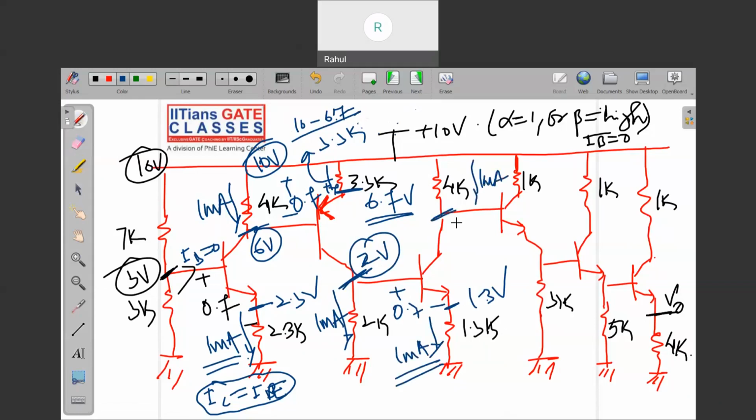The potential drop here is 6 volt, because 10 minus 4 is 6. Now you are going down 0.7, so it will be 5.3 volt. Again you are going down 0.7, so here you will get 5.3 minus 4, 0.7, that is 4.6 volt, and again you are going down 0.7. So you will get V naught. So V naught will be equal to what?